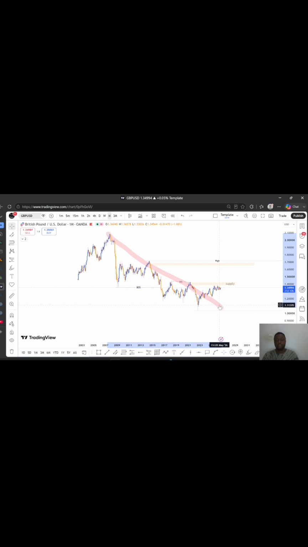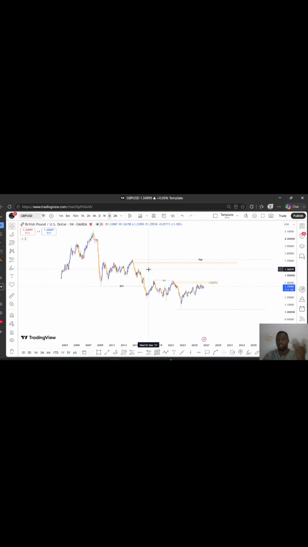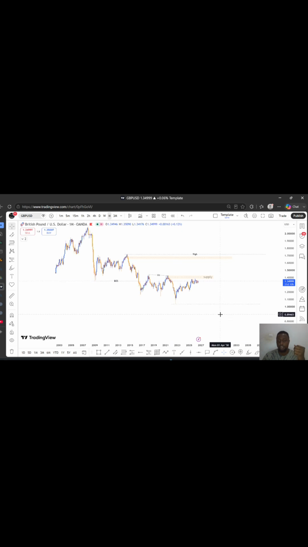So now that we have been able to identify the trend of the market, the next thing we need to look out for is the current situation. That is what I trade with. The current situation always is the current situation.